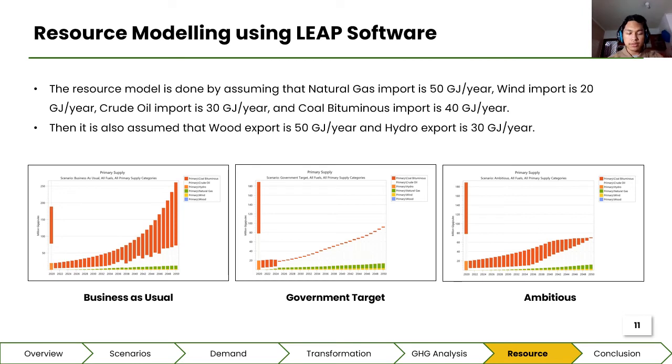As you can see from the graphics, we can plot the resource modeling from 2020 to 2050 with the business as usual scenario in the left image, the government target scenario in the center image, and the ambitious scenario in the right image. So those three are the resource modeling in each scenario for the time range from 2020 to 2050.